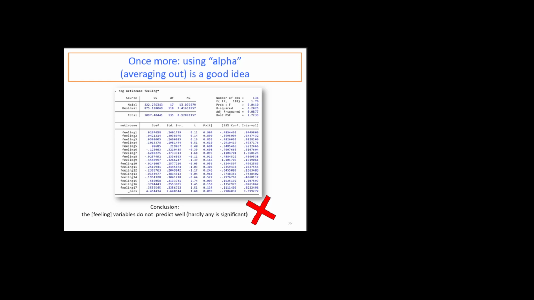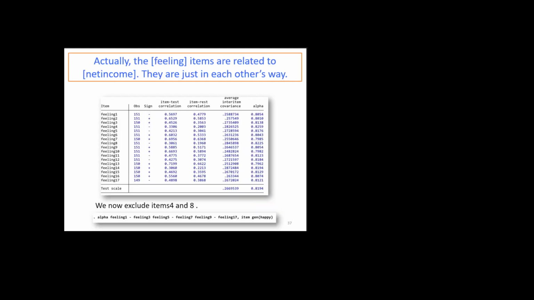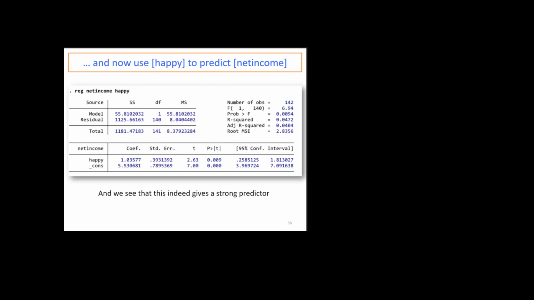And the net contribution of feeling 1, well, that wouldn't be that much, because you also have feeling 2 to 17 in there. So if you now would calculate the skill score, and use the skill score, so the happiness score, in a regression analysis, you do find there's a significant positive relationship between happiness and your perceived income.